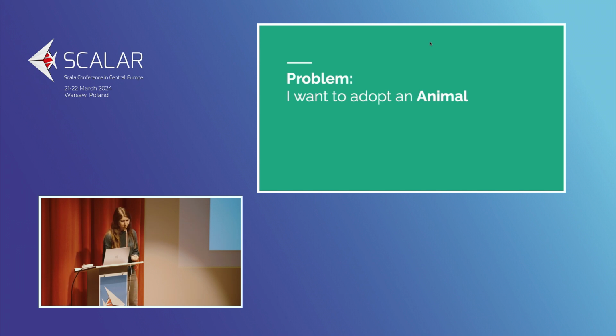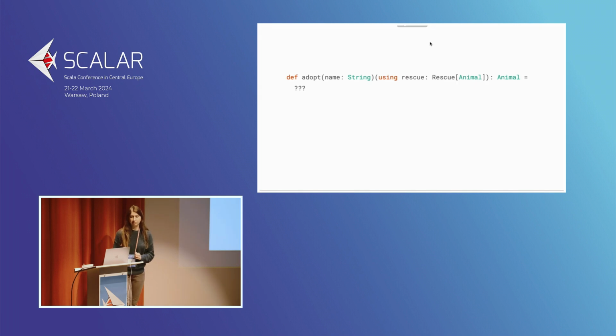Right. So what I'd like us to do here is work through a couple of problem statements to try and really get a grasp of what covariance and contravariance are. So the first problem I'd like to work through is, let's say somewhere in my code I want to have the ability to adopt an animal. So I'm going to define a method that looks something like that. It's going to take a name, and then of course I'm going to need an instance of my rescue type class for the type animal. The implementation of that method should be super straightforward, looking at the signature.